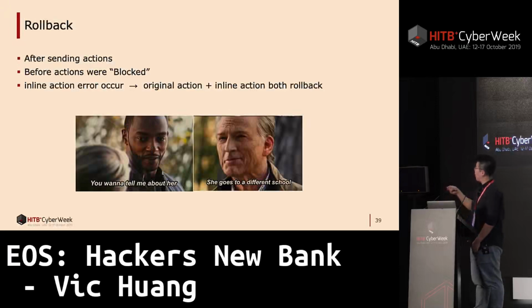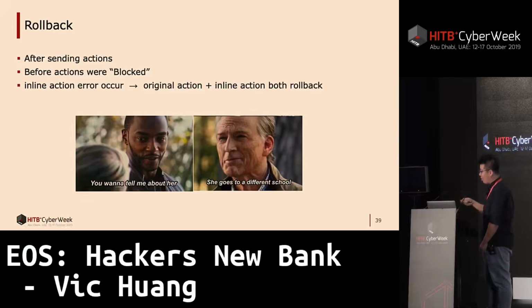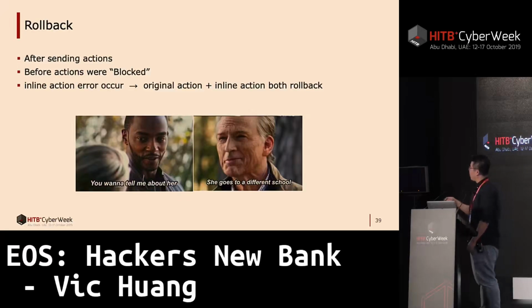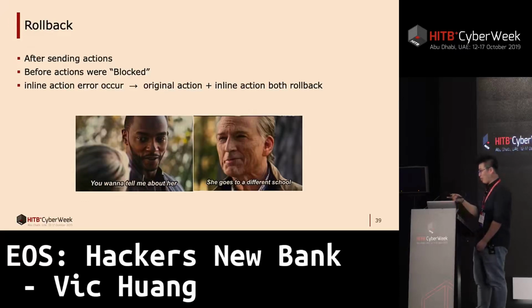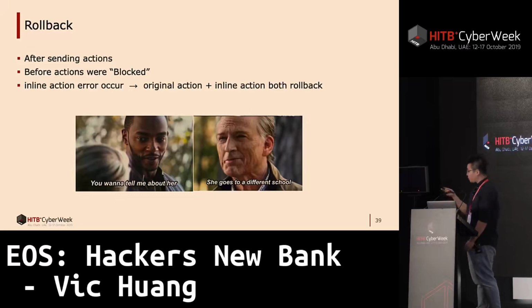So the next topic is about broken random numbers. The first is about rollback. The rollback mechanism on EOS happens after you send the actions, like sending transactions, and before the actions are blocked. If the block producer checks the transaction and it contains some illegal code or blacklisted content, the whole transaction will be rejected.